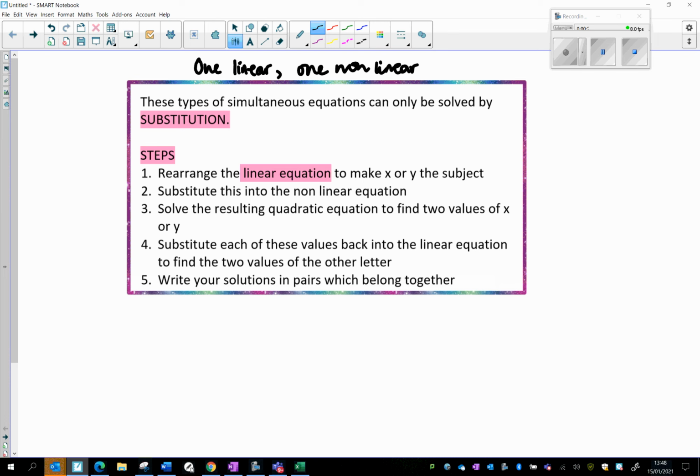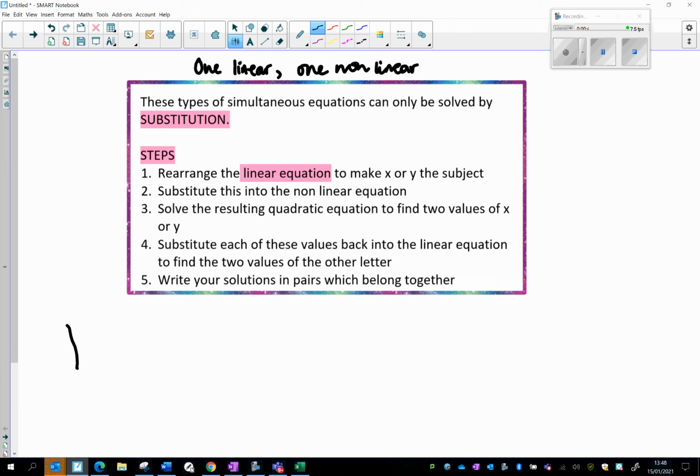Basically, you have to use substitution. So you take the linear equation, the one without the x squared in it, to make x or y the subject in the easiest way you can. Substitute that into the other equation, the one with the x squared in it. That will give you a quadratic equation which you need to rearrange and then solve.